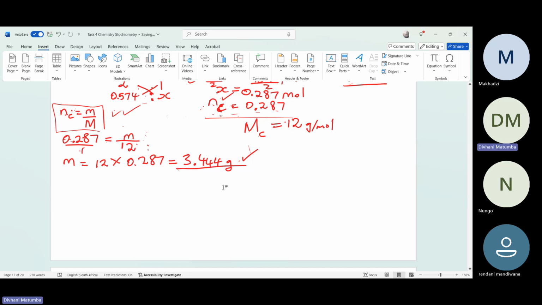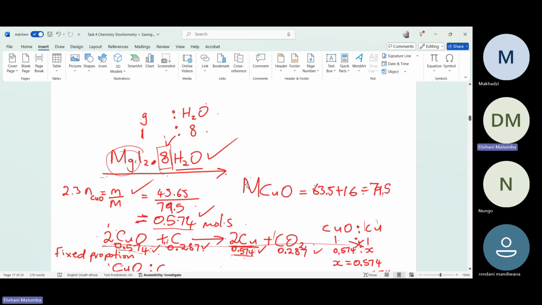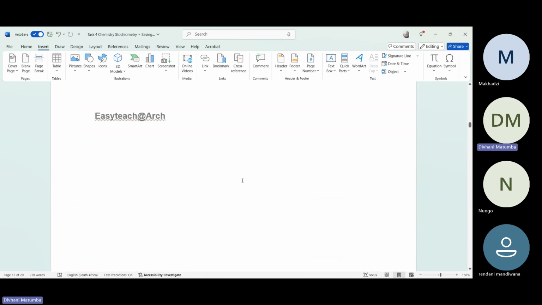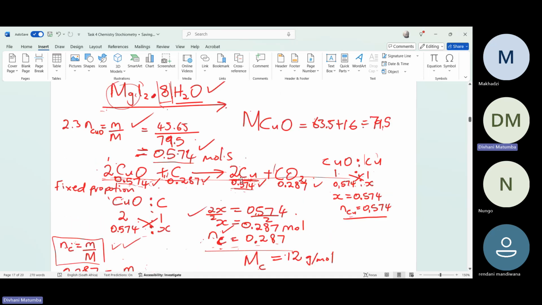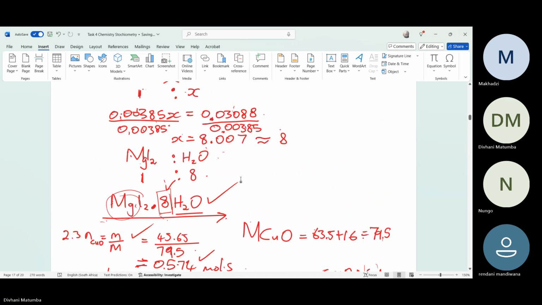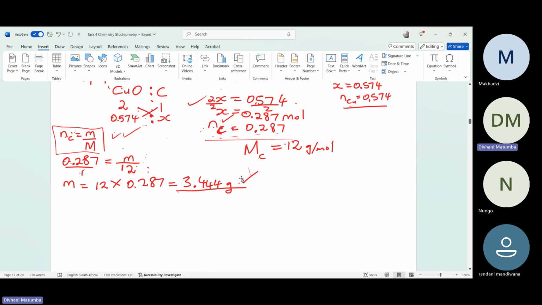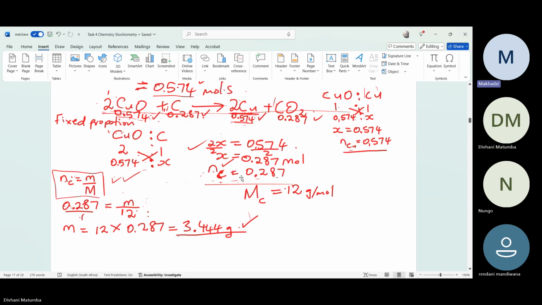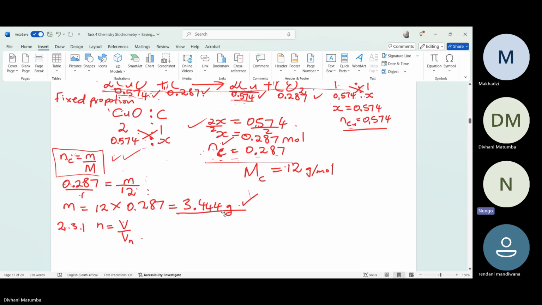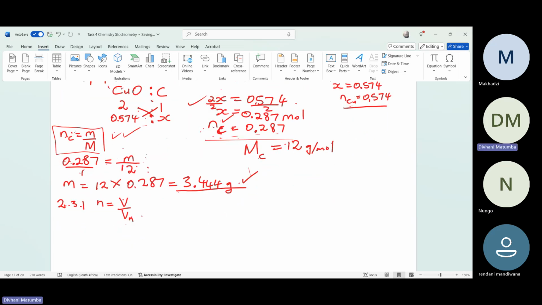Okay, perfect. So in order to calculate the volume of carbon dioxide, you said you were going to use which equation? n equals V over Vm. I'm not sure though. Don't doubt yourself. Nungo, do you agree with it? Yes, sir. That is perfect. Or you can say V at STP, it's fine.